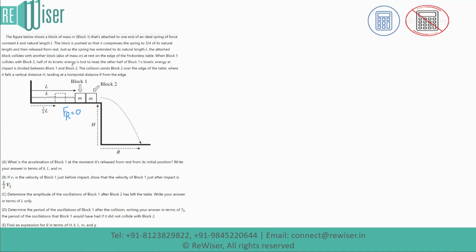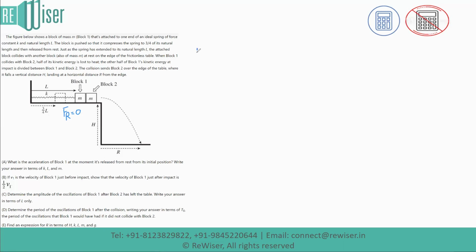When block 1 collides with block 2, half the kinetic energy is lost to heat. The other half of block 1's kinetic energy at impact is divided between block 1 and 2. The collision sends block 2 over the edge of the table, where it falls a vertical distance h, landing at a horizontal distance r. So, projectile motion. Now, what is the acceleration of block 1 at the moment it's released from rest from its initial position? Write your answer in terms of K, L, and M.